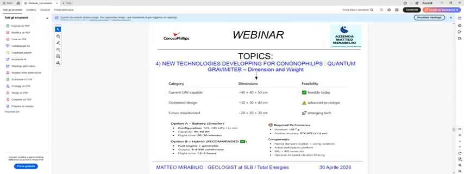So it's clear that in this case, we make an analysis of dimension, weight, category, and how the UAV is capable of transporting the quantum gravimeter. We have a feasibility today, just a feasibility for the existing model. The optimized design that we are working on, the advanced prototype, and the emerging tech with the future miniaturized with this dimension, 20, 30 centimeters.